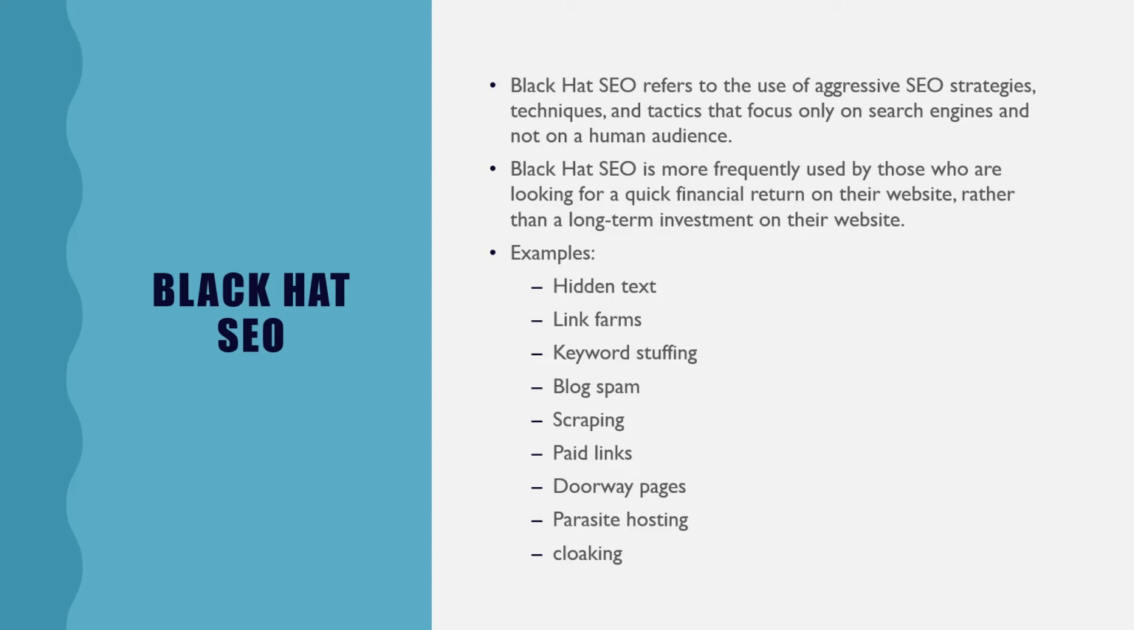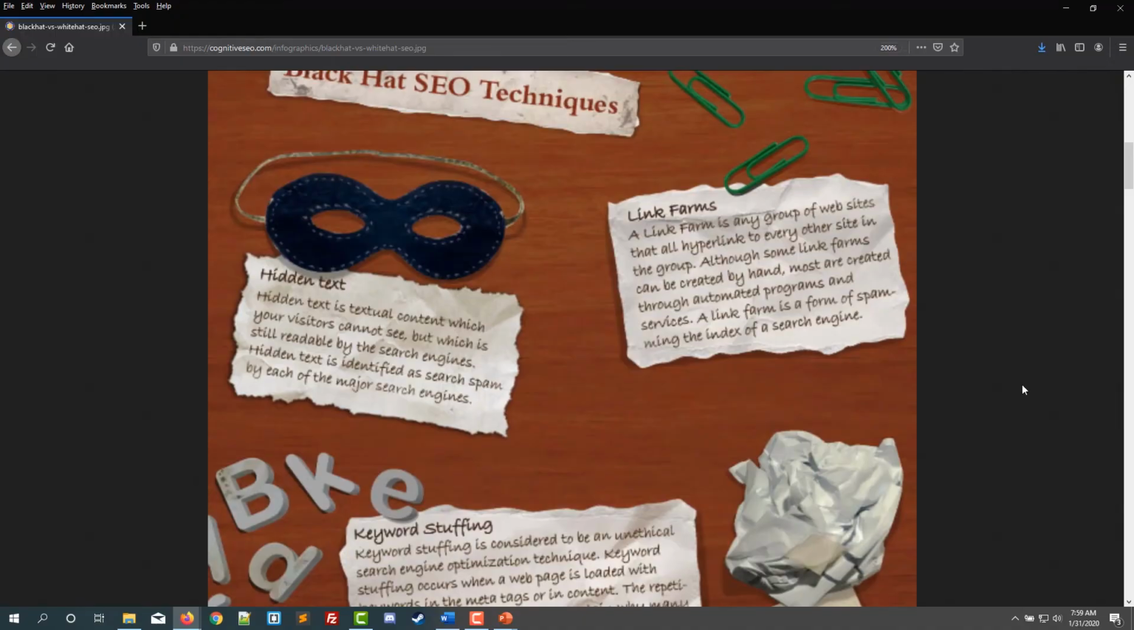And I actually have a document, an infographic that I've linked under week 1 that I want you to take a look at. This will just go into each of these definitions a little bit more. So here it says link farms. A link farm is any group of websites that all hyperlink to every other site in the group. Although some link farms can be created by hand, most are created through automated programs and services. A link farm is a form of spamming the index of a search engine.